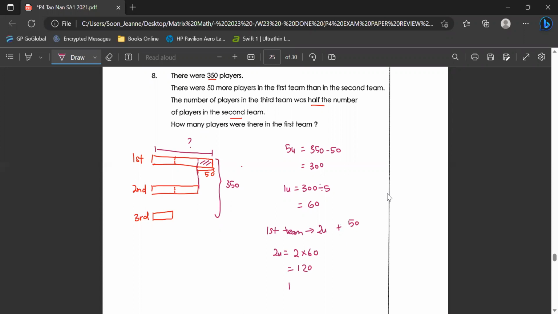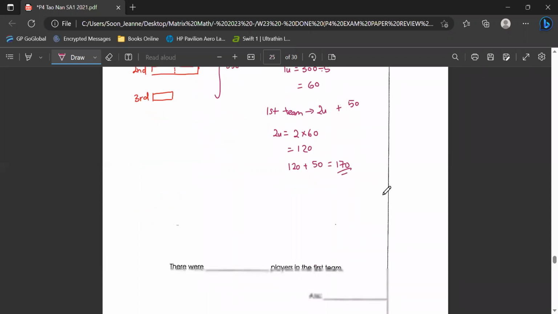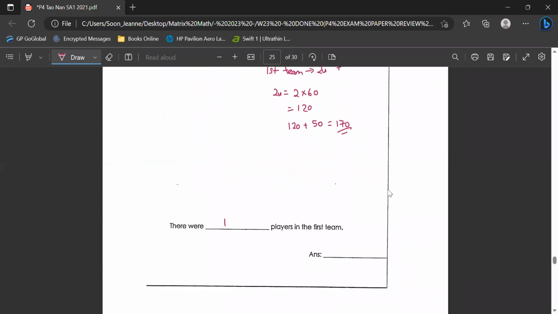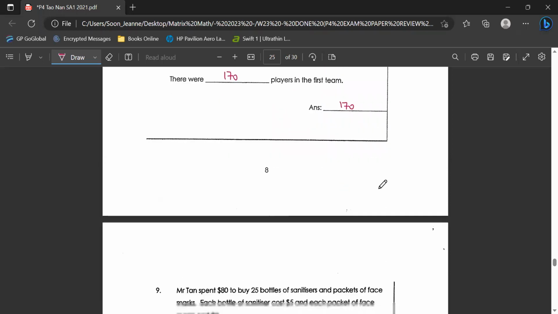Add the 50, so 120 plus 50, your answer is 170 players. So please write down your final answer, 170. Okay. Going to question number 9.